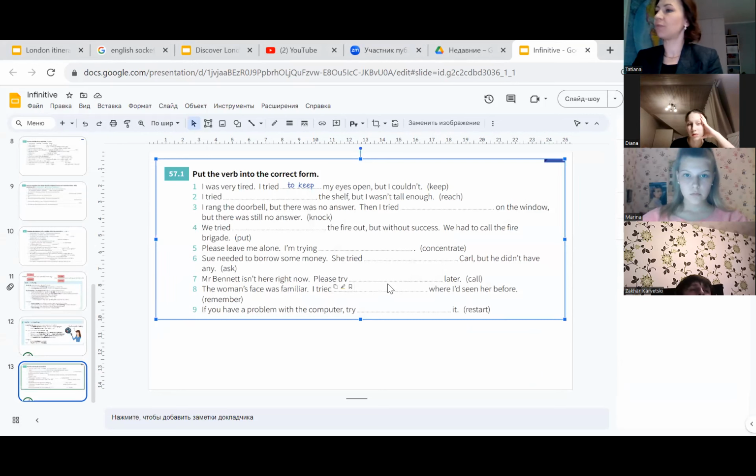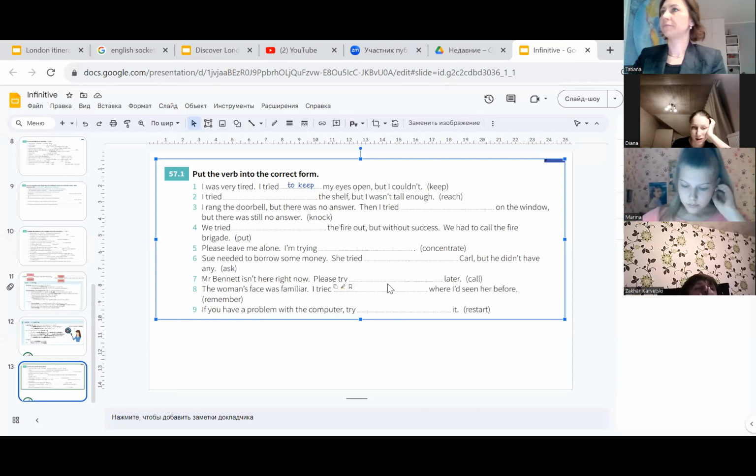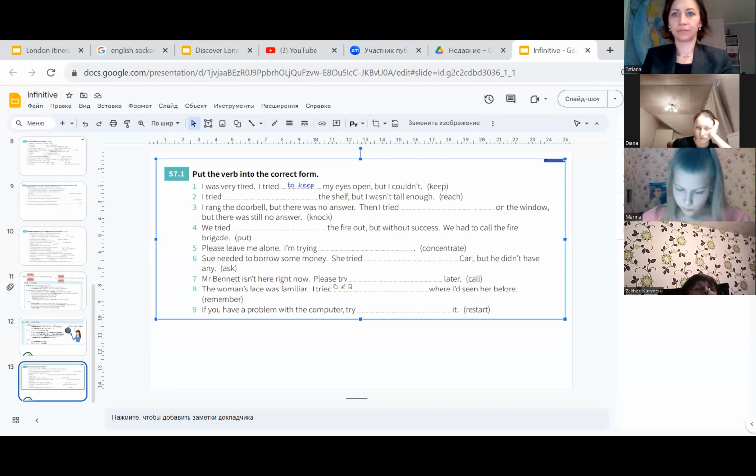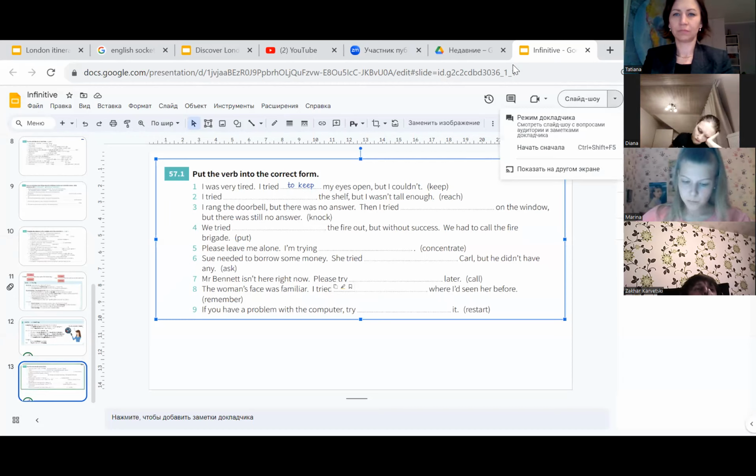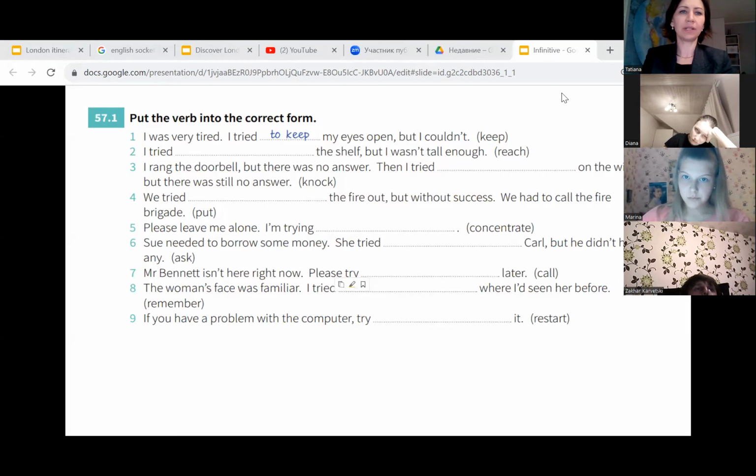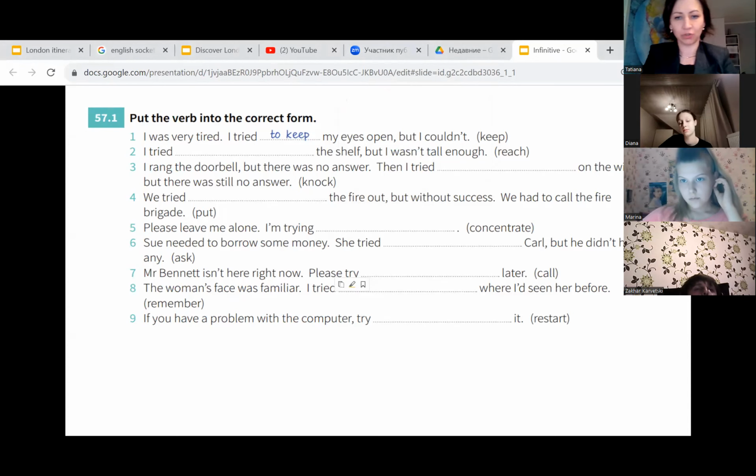So choose the right form, -ing or to do. Angela, please. I tried to reach the shelf, but I wasn't tall enough. Yes, to reach the shelf, because the shelf needs to be reached. It's about the word need. But you put effort into it. That's why you say I tried to reach the shelf, but I wasn't tall enough.